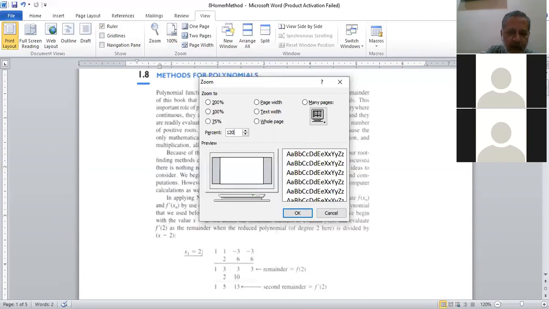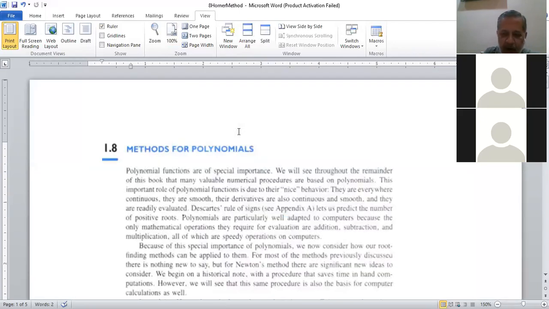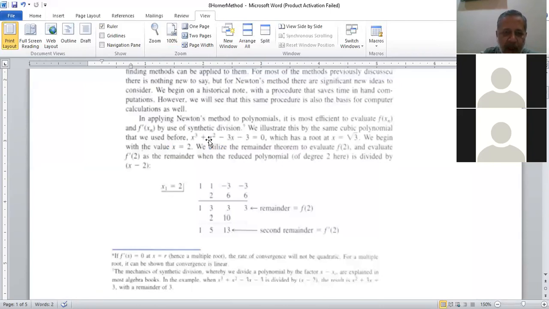Let me zoom out this a bit. I have an equation x cubed plus x square minus 3x minus 3 is equal to 0.